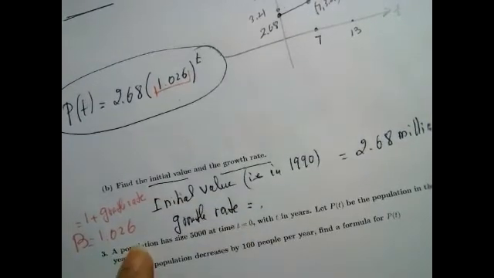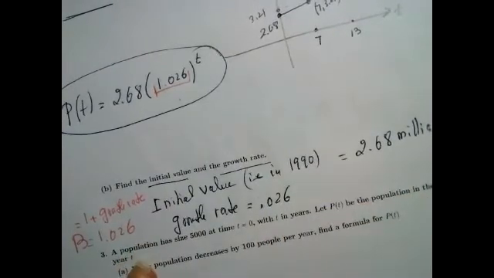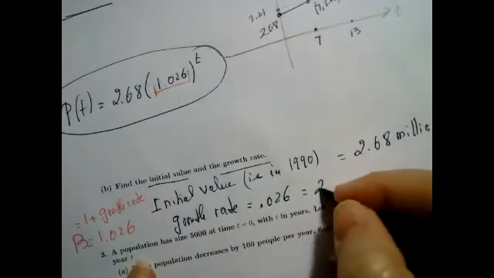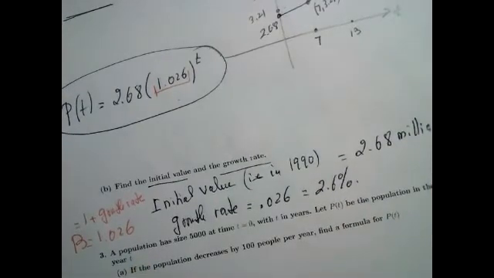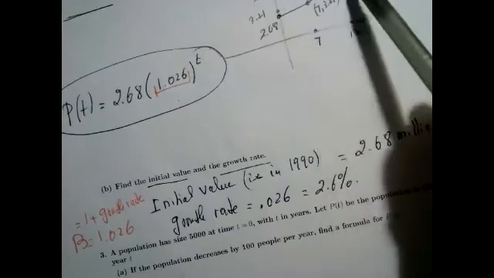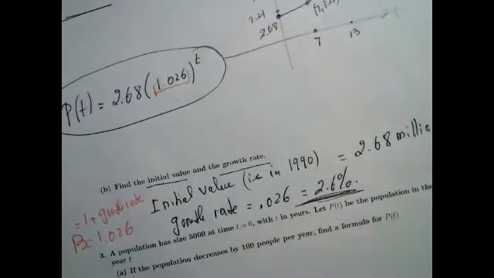And we know that B is 1 plus the growth rate. It means the growth rate is going to be 0.026, which in percent is 2.6%. So that's a scenario of a population which is growing at the rate of 2.6% per year. We did not know the rate in this problem, how fast, by what percent the population is growing. We knew two data points, and we used them to figure out the percent rate.